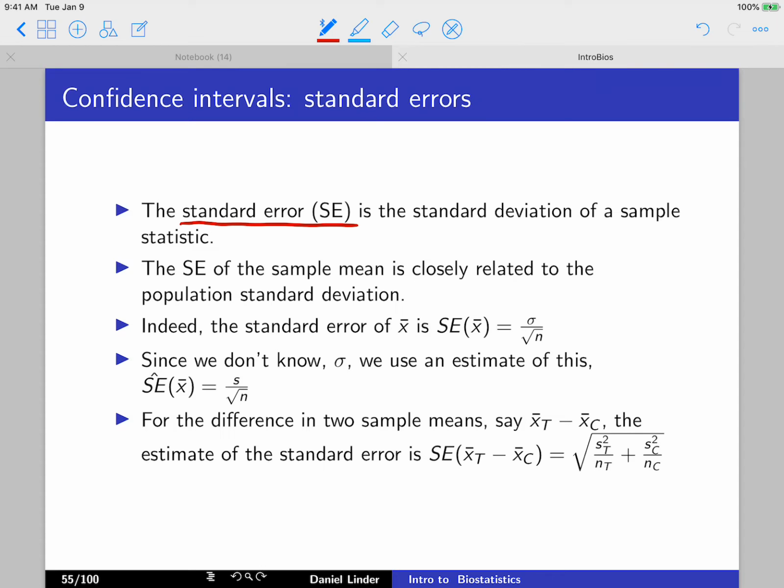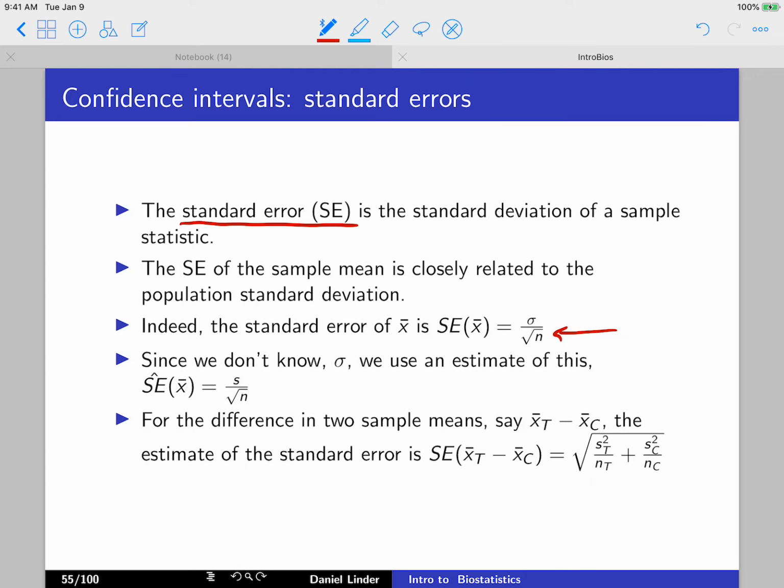So what is the standard error? The standard error is essentially the standard deviation of your sample statistic or your test statistic. And the standard error for the sample mean is closely related to the population standard deviation. So if you're interested in, say, x bar, then the standard error of x bar has this form. Okay, so this is like the standard deviation of your sample mean.